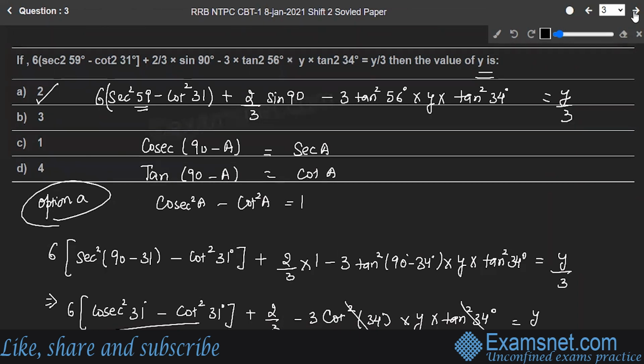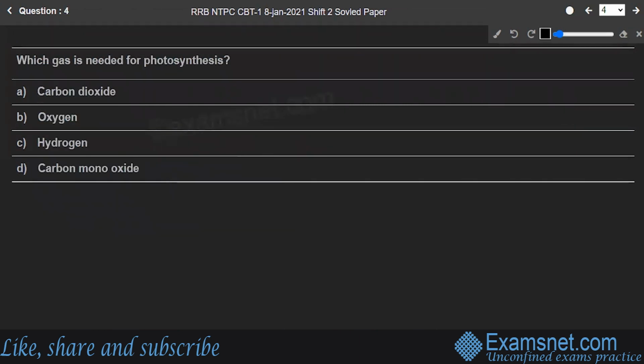Hope you understood this. Let's move to the next question, number 4, science question. Which gas is needed for photosynthesis? Carbon dioxide, oxygen, hydrogen, carbon monoxide. I think you are well aware because we have been studying this since our childhood. It's carbon dioxide. Carbon dioxide gas is needed for photosynthesis. Photosynthesis raw materials are carbon dioxide, water, and sunlight.